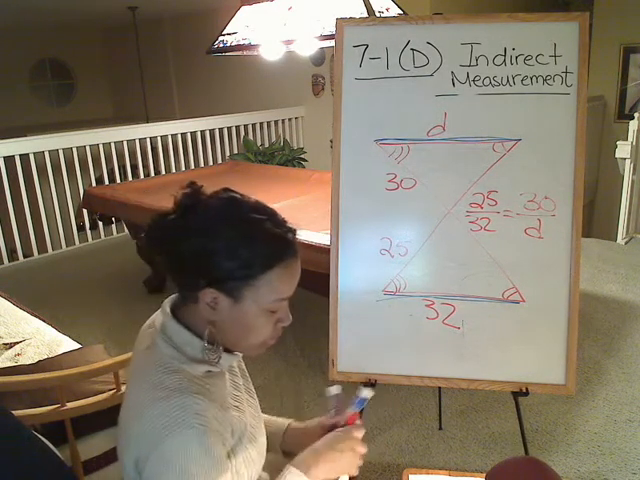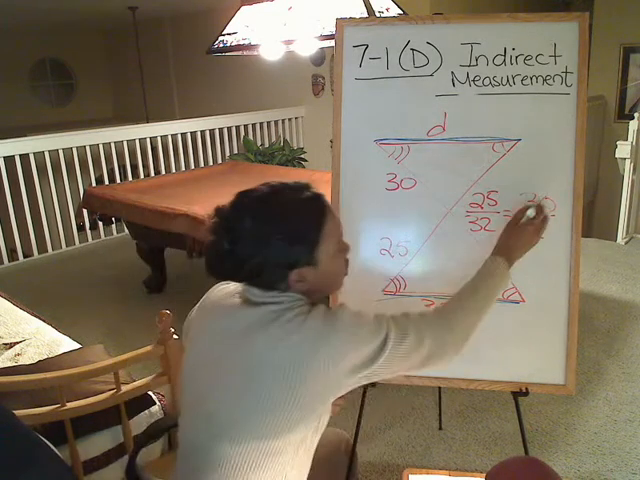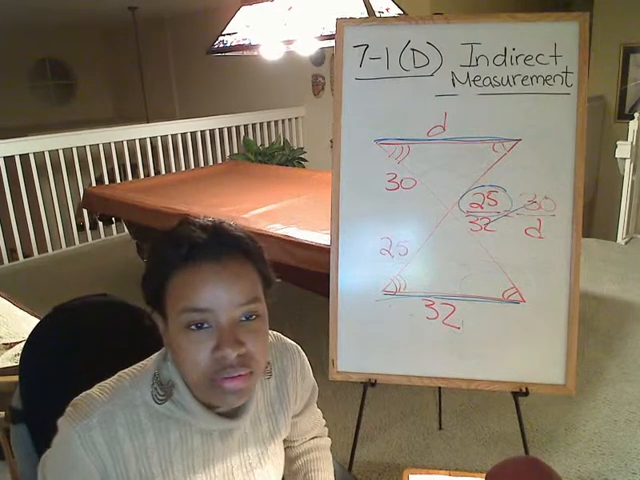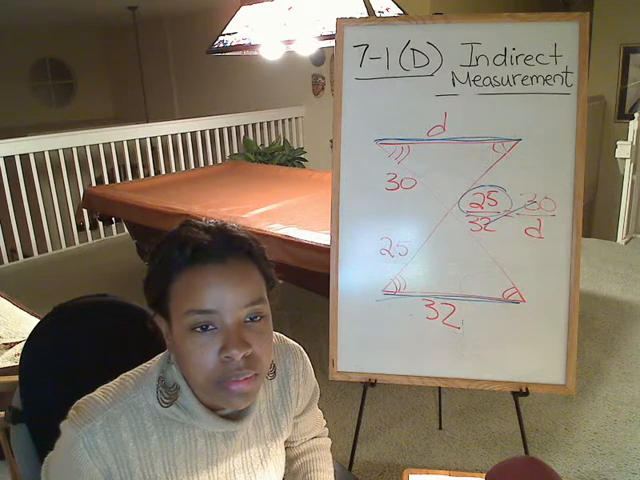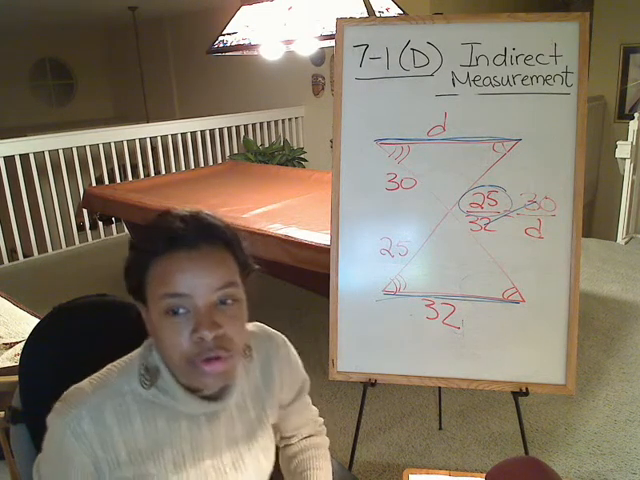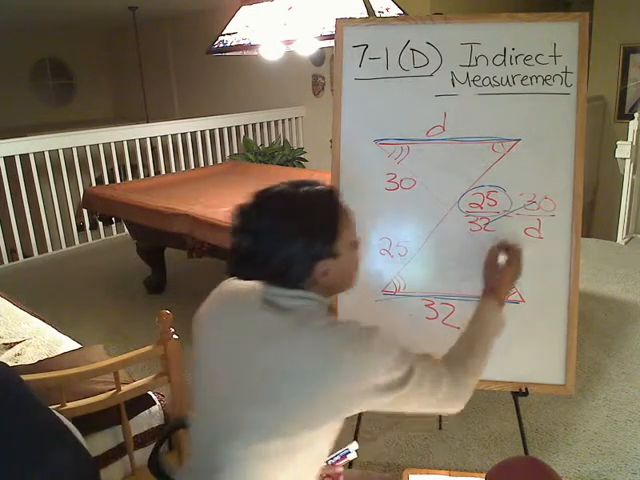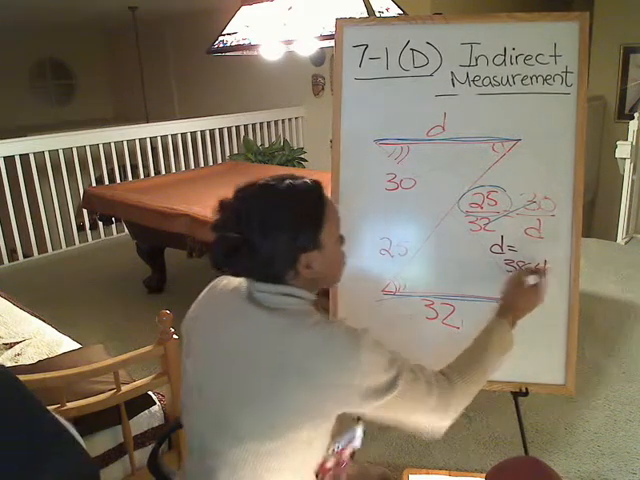Okay? So now, let's cross multiply. 32 times 30 divided by 25. 38.4 is my final answer. Okay?